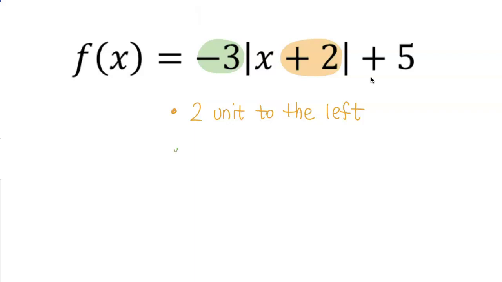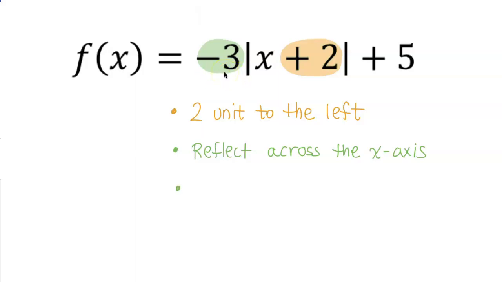Having that negative coefficient will reflect the graph across the x-axis. In other words, flip it upside down. And you notice when you're multiplying by a number like -3 or 3 or 2, anything bigger than 1, the graph will go down more rapidly. The y value will be much bigger, so this graph will be narrower.